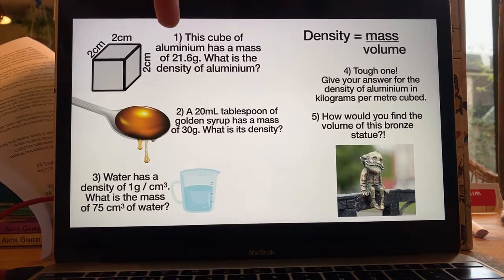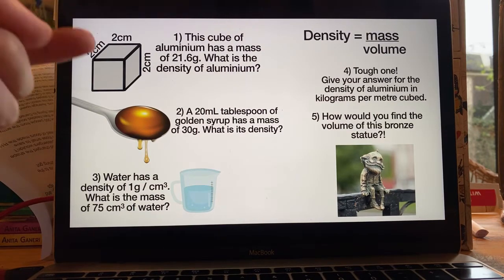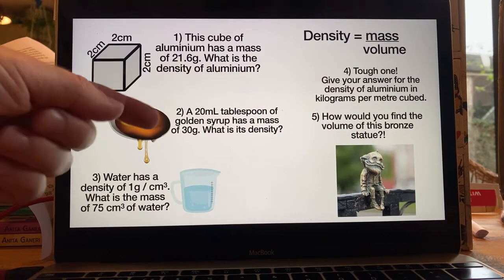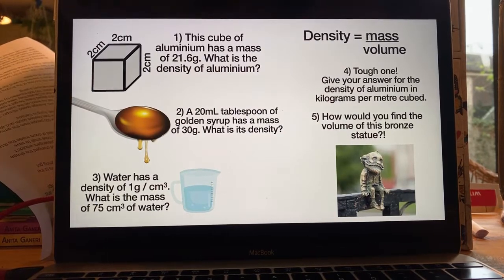Here is a cube of aluminium. It's 2 centimetres by 2 centimetres by 2 centimetres. It has a mass of 21.6 grams. What is the density of aluminium? A 20 millilitre tablespoon of golden syrup has a mass of 30 grams. What is its density? Remember, you can really use any units you like as long as the units are the same on both sides of the equation.